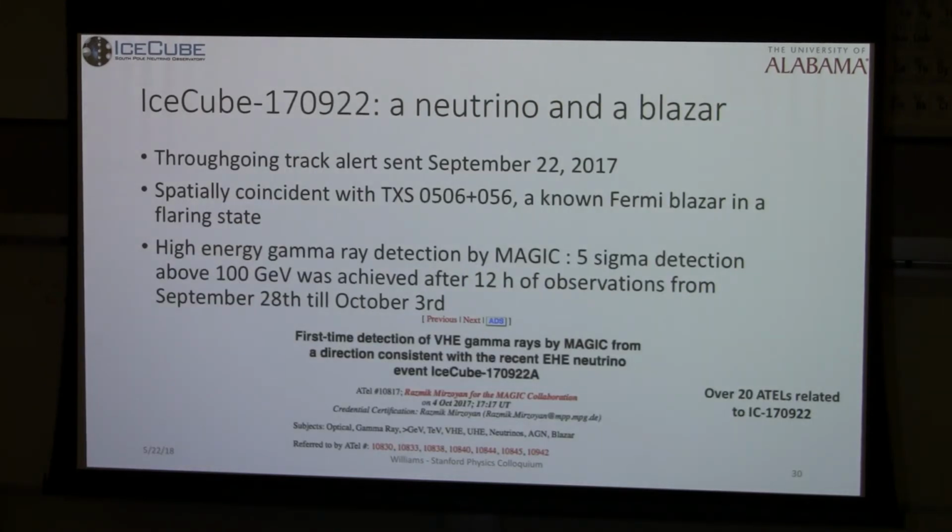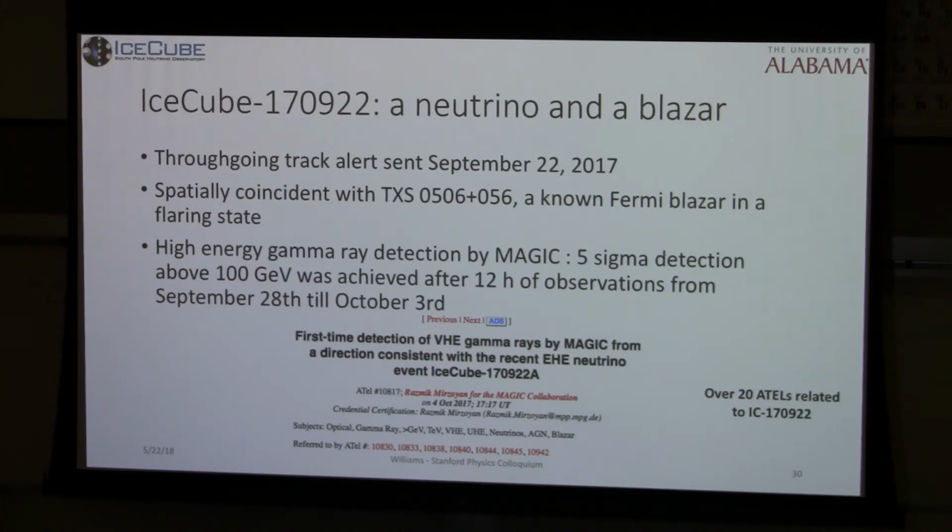So yeah, this is a very interesting thing, and I really wish this talk was in a few weeks, because I can't really say much more than what's on this slide. But in September of 2017, right in the teeth of the IceCube collaboration meeting in Berlin, we sent out a through-going track alert, and it was spatially coincident with a known blazar. So this is a Fermi blazar, already in the Fermi catalog, and it was flaring at the time. It had been flaring for a few months.